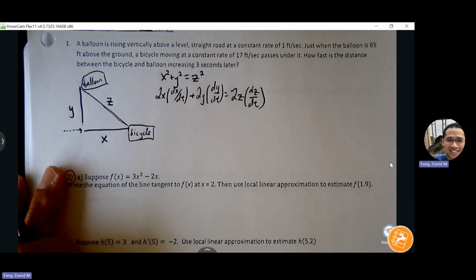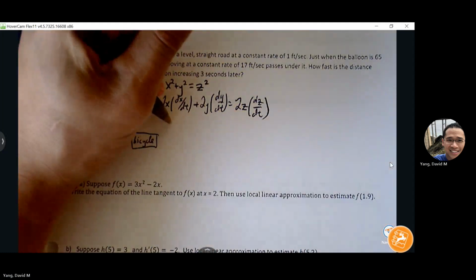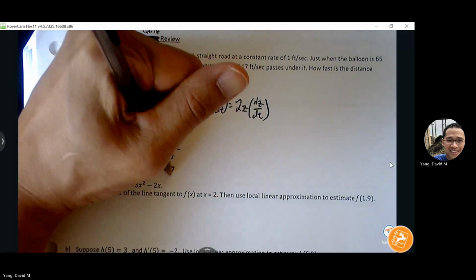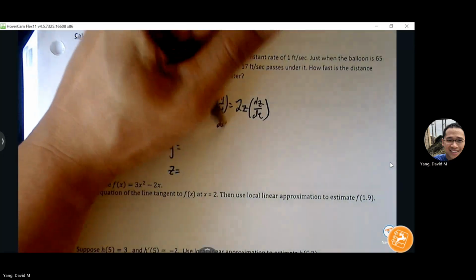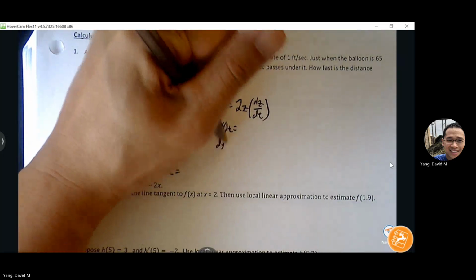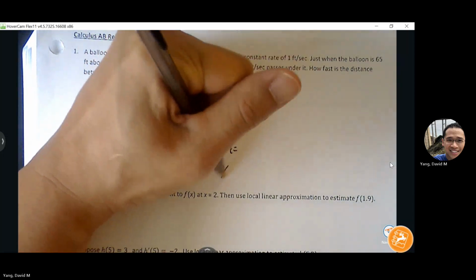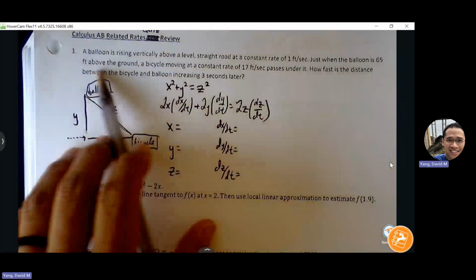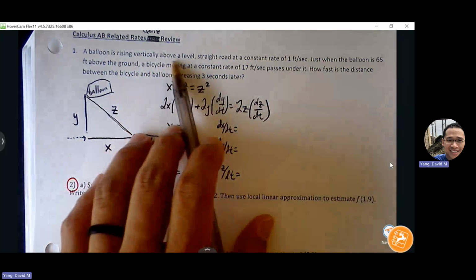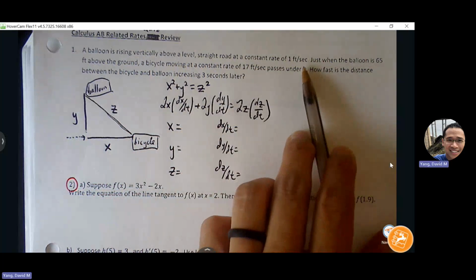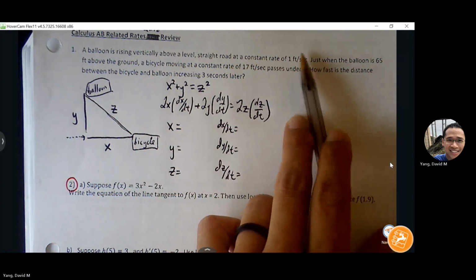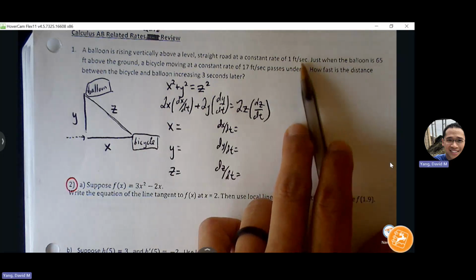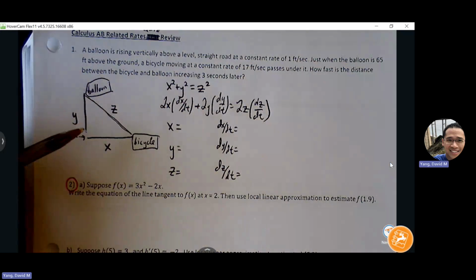Okay, let's list out all the variables. All right, so let's gather all the information. Let's start at the very beginning. A balloon is rising vertically at a constant rate of 1 foot per second. What's that we're describing? dy dt, positive or negative? Positive, because it's increasing. Not necessarily because it's going up, it's that the distance is increasing for y. Okay, good.